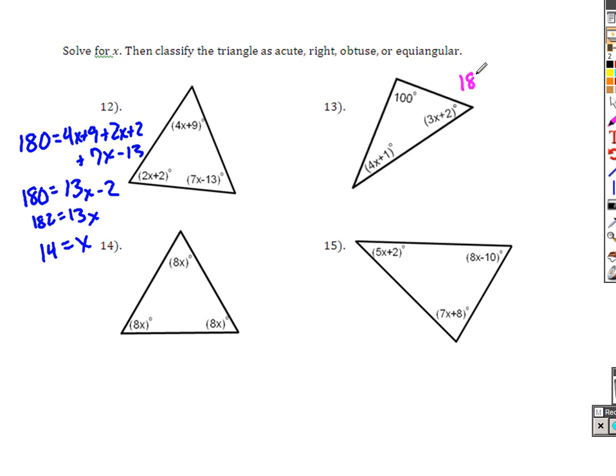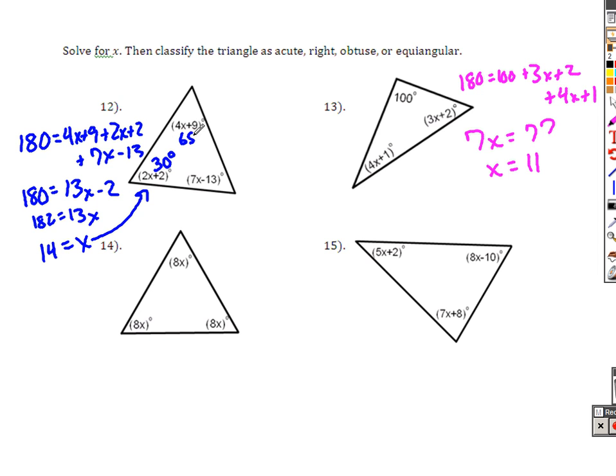Number 13, same thing. 180 equals 100 plus 3x plus 2 plus 4x plus 1. When we solve that, you should end up getting that 7x equals 77, which means that x equals 11. I should have said here for number 12, after we find what x is, we need to go back and find out exactly what each angle measurement is. So in this case, when we plug 14 in for x in every angle, this one right here becomes 30 degrees, the one up top becomes 65 degrees, and this one right here becomes 95 degrees. That means this is going to be an obtuse triangle.